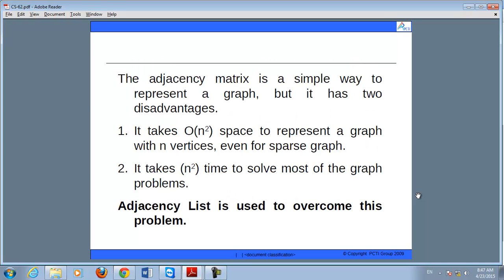It is a simple way to present a graph, but it has two disadvantages. It takes big O of n square space to represent a graph with n vertices, even for a sparse graph. A sparse graph means a matrix which has the maximum number of 0 values, and it takes n square time to solve most of the graph problems. To overcome this problem, the adjacency list is used.